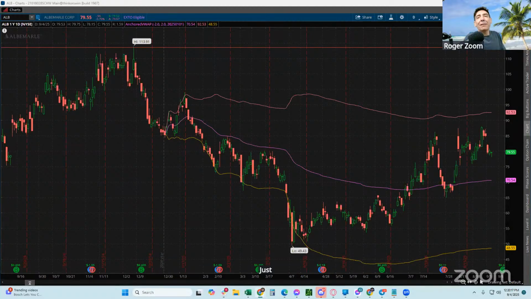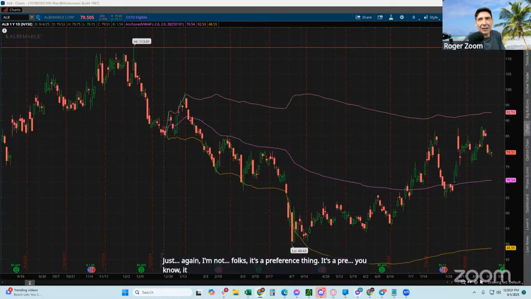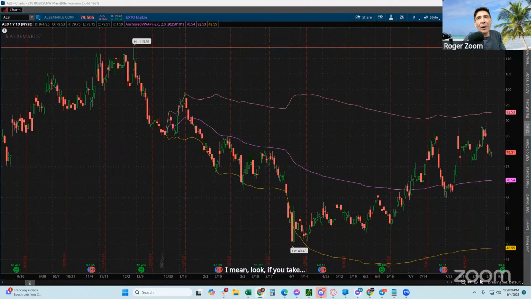Again, folks, it's a preference thing. If you take all my stuff away from me and give me a clean chart, I could probably make it work too. It's just tools that we've been using, and they will not make or break you as a trader. Your mind will, not these charts. And again, I'm just being honest with you.